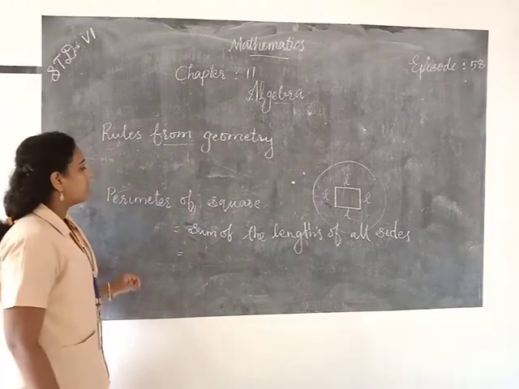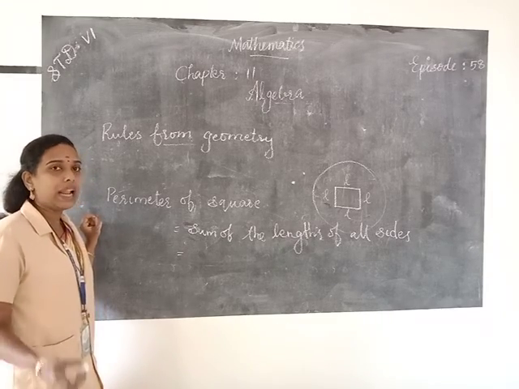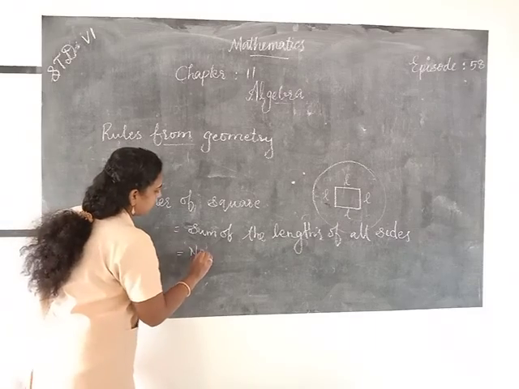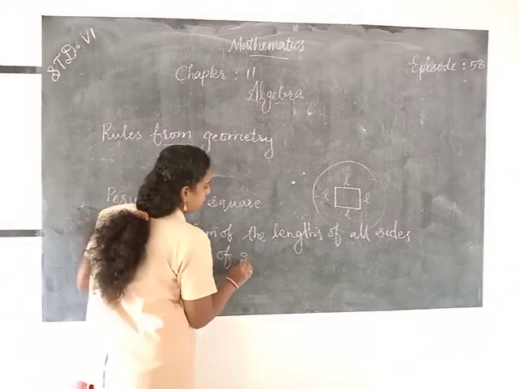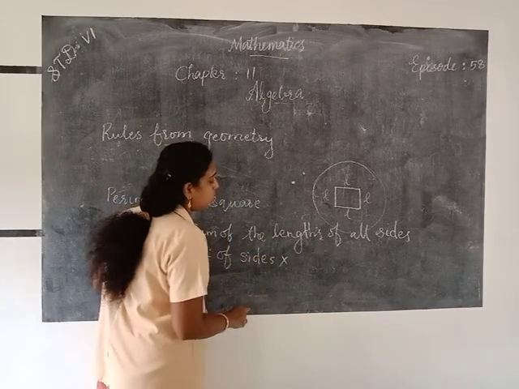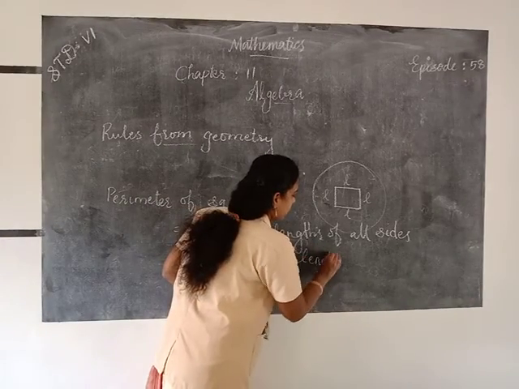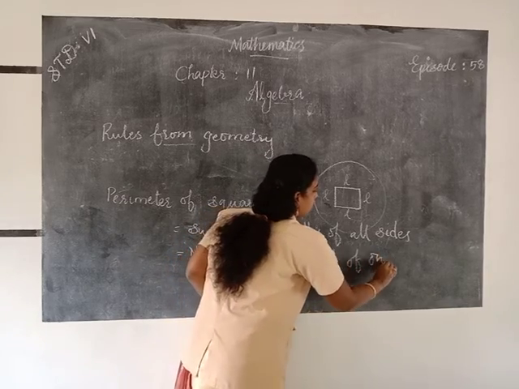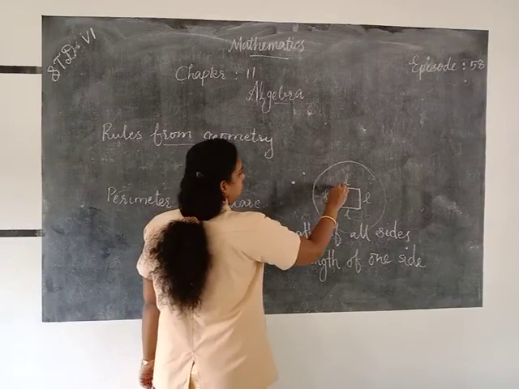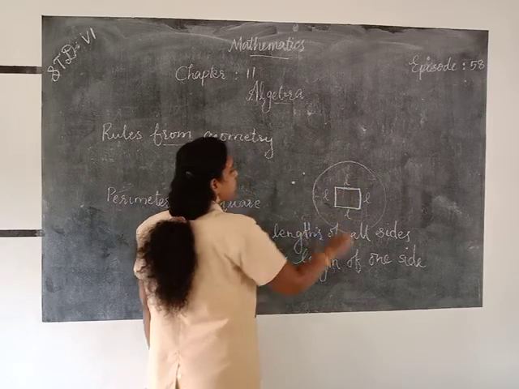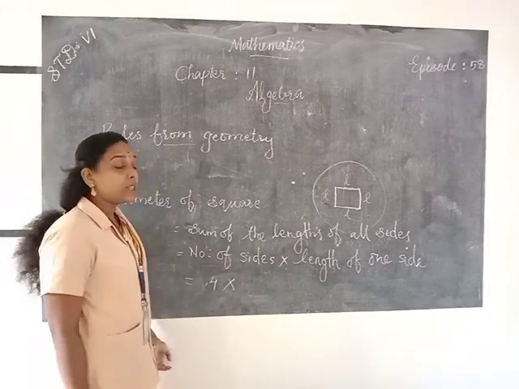So the equation to find the perimeter of a regular shape is the number of sides into the length of each side. The number of sides into the length of one side. And here, the number of sides: there are four sides in a square. So the number of sides is equal to 4, into the length of one side.